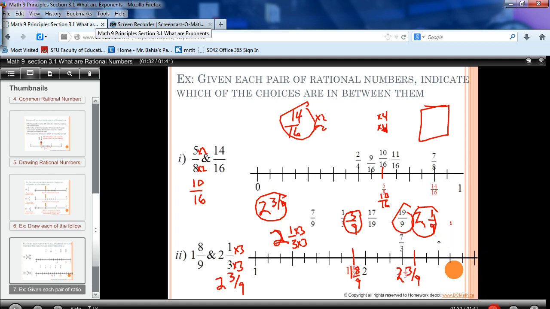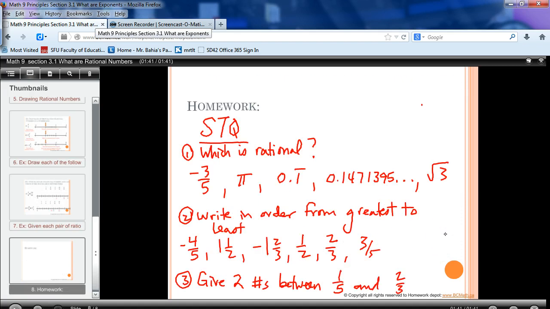So that is there. That goes there. That is less. And you see that, yeah, that is the only answer that is between those two. 19/9, which is the same as 2 1/9. You just go testing questions.